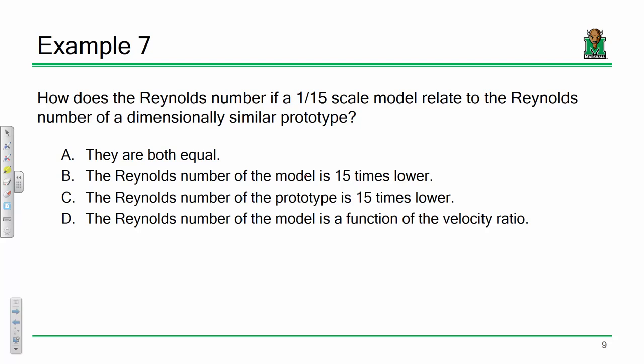There we go. All right, so what happens to the Reynolds number if a 1/15 scale model relates to a dimensionally similar prototype? So if I have a model and I scale it down 1/15, what happens to the Reynolds number? They're either equal, the model's 15 times lower, the prototype's 15 times lower, or it's a function of the velocity ratio.